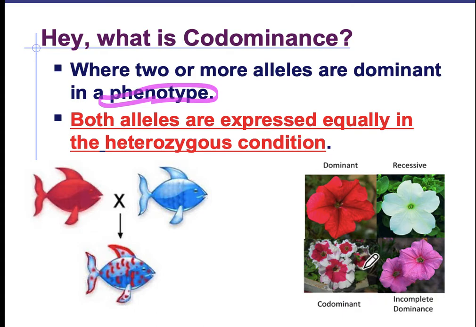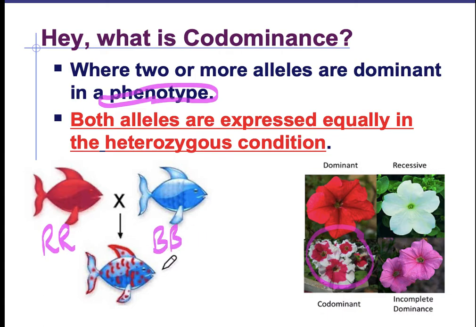Codominant is another time where the alleles have equal strength, but here, instead of blending, they're going to show up on their own separately. So if I had this red and this white flower combined and they were codominant, I would see red and white separately in the flower. This shows up in these fish over here too. So here we have the red fish, and here we have the blue fish.